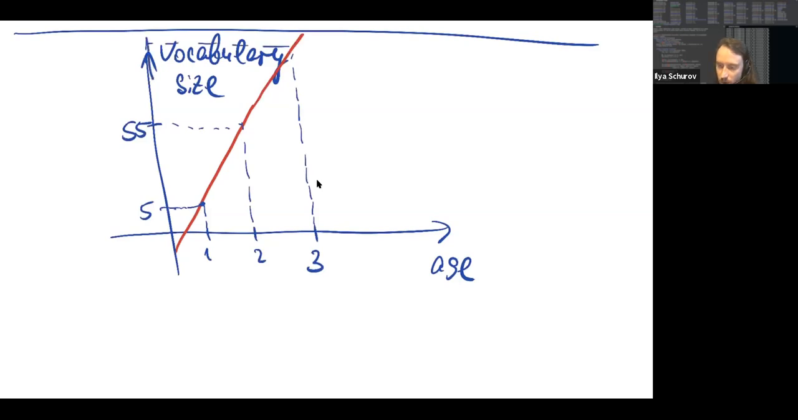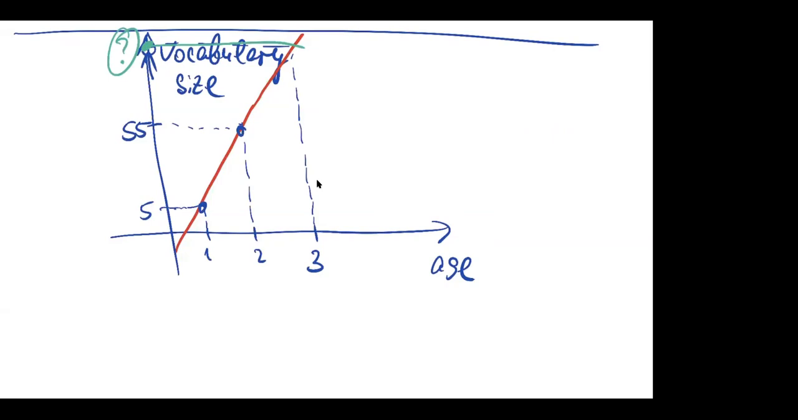by the way, how many words will be in my vocabulary if my dependence is linear? So if it is a straight line, and I have these values as shown. So what should I put here? 105. Yeah. How did you find it?